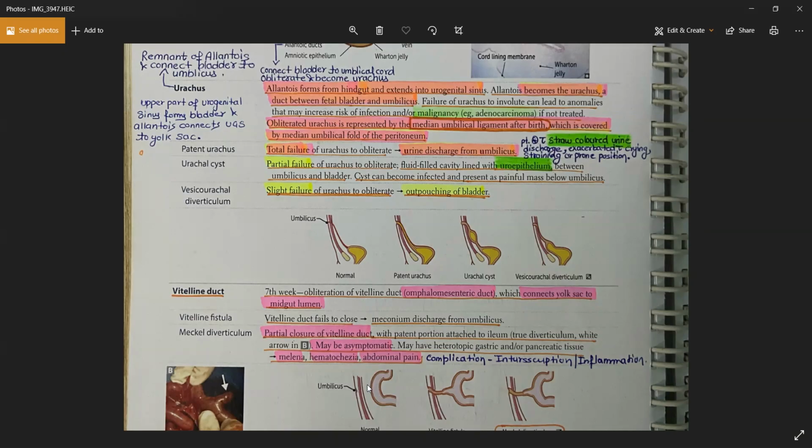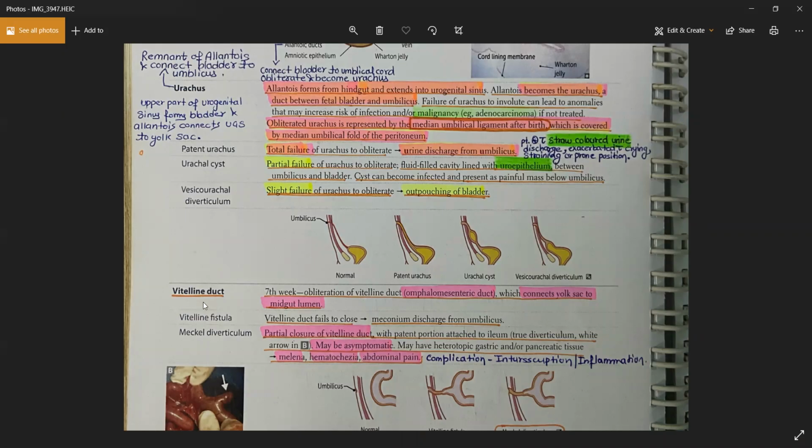As a result, just like in case of my patent urachus, you're gonna have the discharge of urine, in case of this vitelline fistula, you'll be having a discharge of feces, meconium, from the umbilicus. Solid structures will be getting discharged from the umbilicus whenever the baby cries or strains. Think about the vitelline fistula.